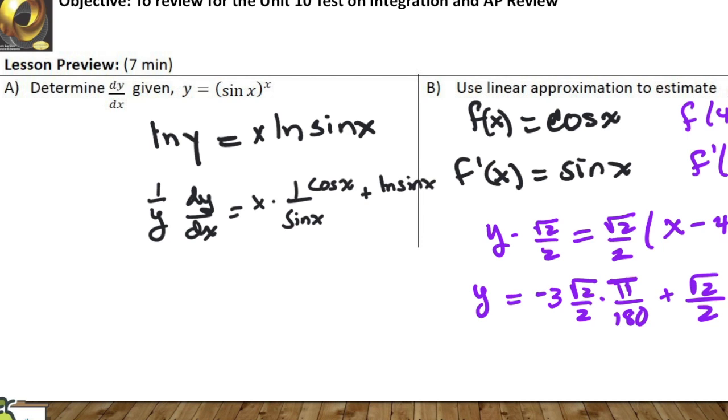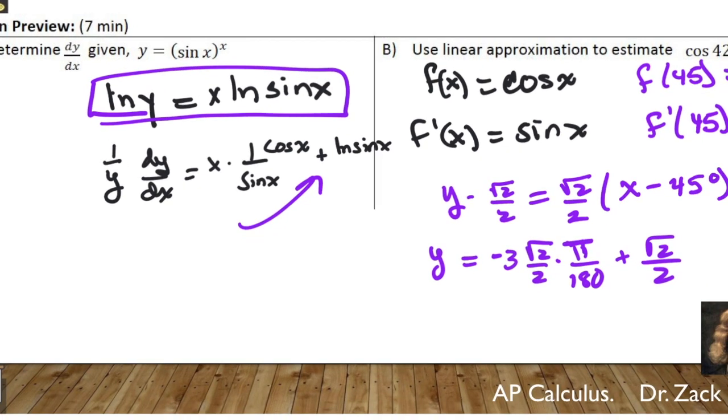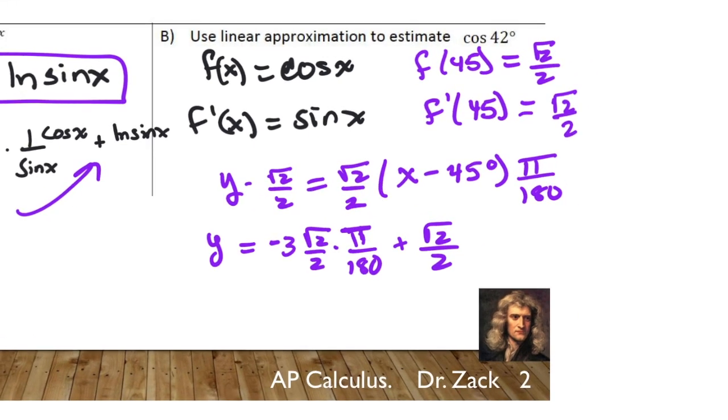So for today's lesson preview, did you remember to use logarithmic differentiation and the product rule as you worked on question A? And for question B, did you recall that once you wrote the equation of a tangent line, since you're playing with degrees, you needed to multiply by pi over 180 in order to remove the degrees from the problem?